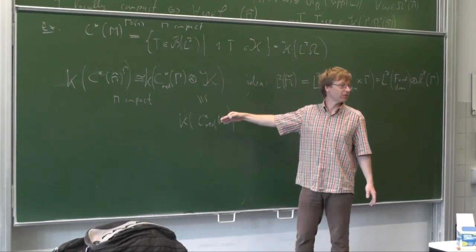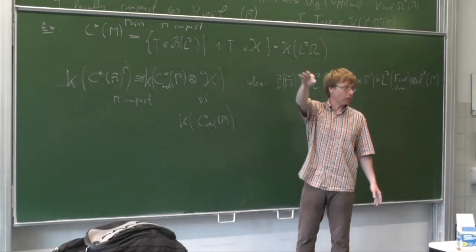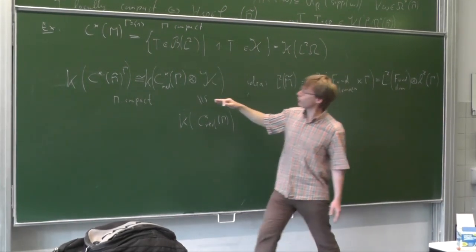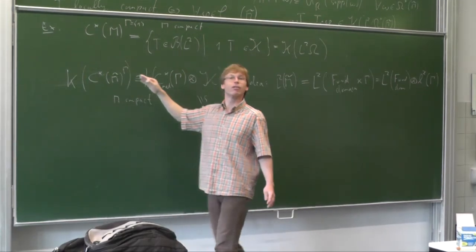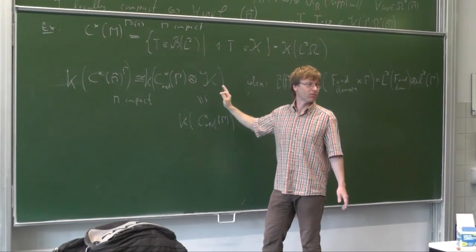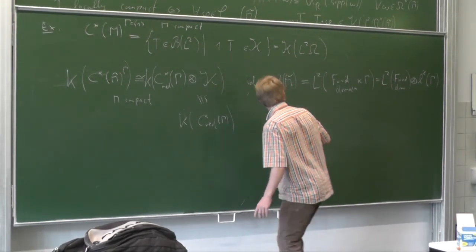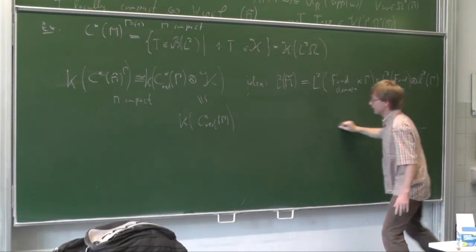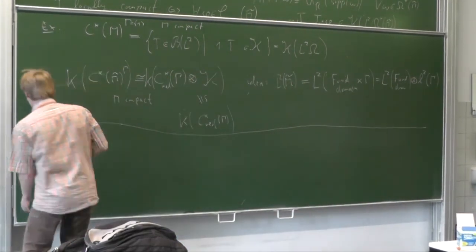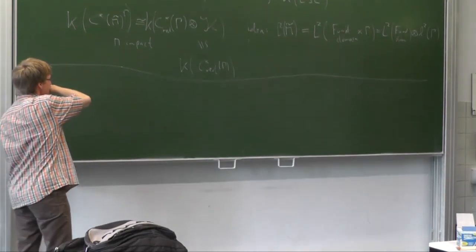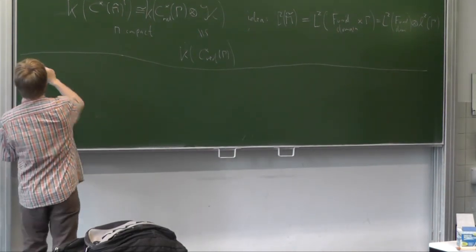So another thing I mentioned at the beginning is showing up in our picture. C-star of M tilde gamma is actually rather better controlled also. Now some more facts.